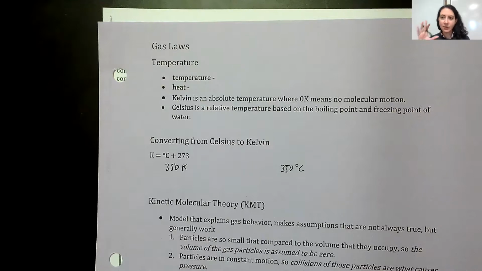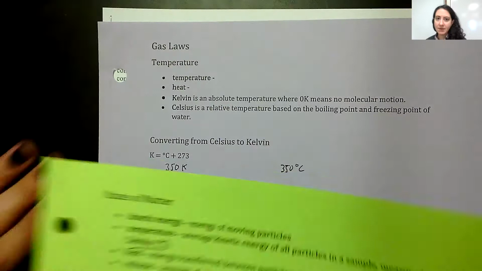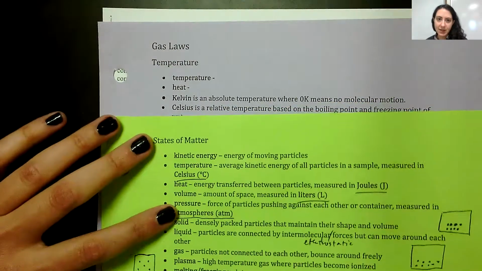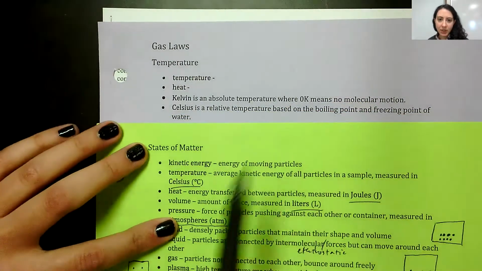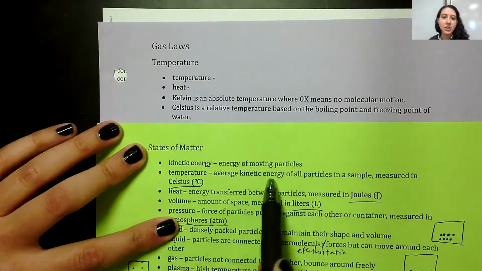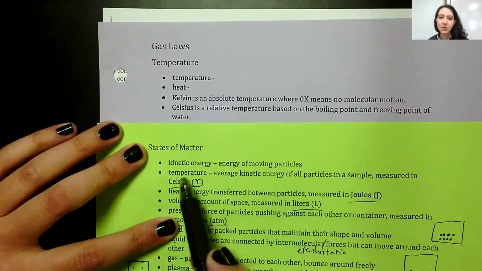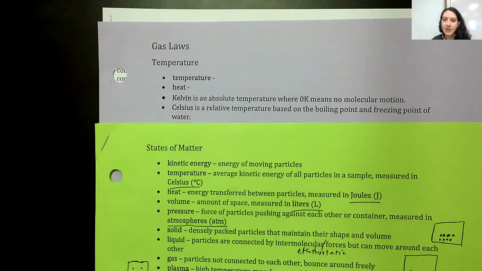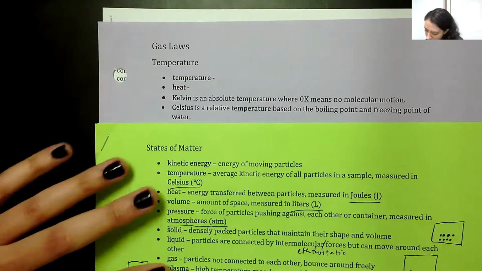Gas laws. So for this unit, we need to start off with a really good investigation of what temperature is all about, because temperature is really important for gases. Thinking back to last unit with the states of matter, we kind of already know some of this. So I'm just going to show you the old notes. Temperature is, of course, the average kinetic energy of all the particles in a sample, and it's measured frequently in degrees Celsius, but sometimes also in Kelvin.